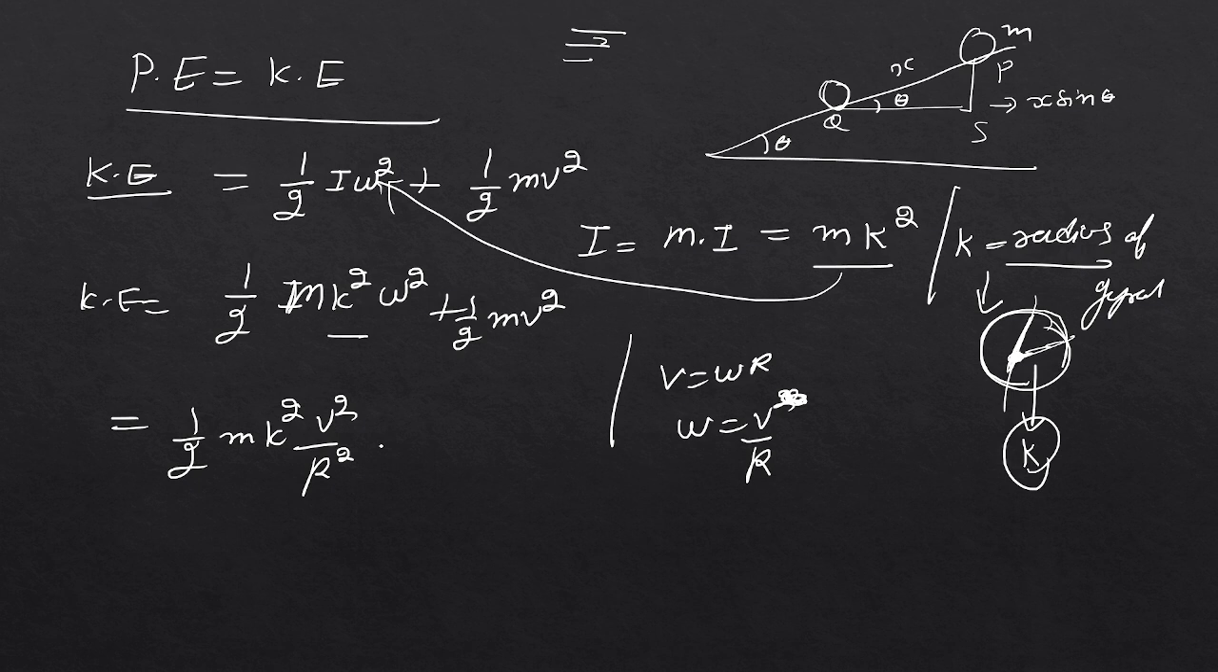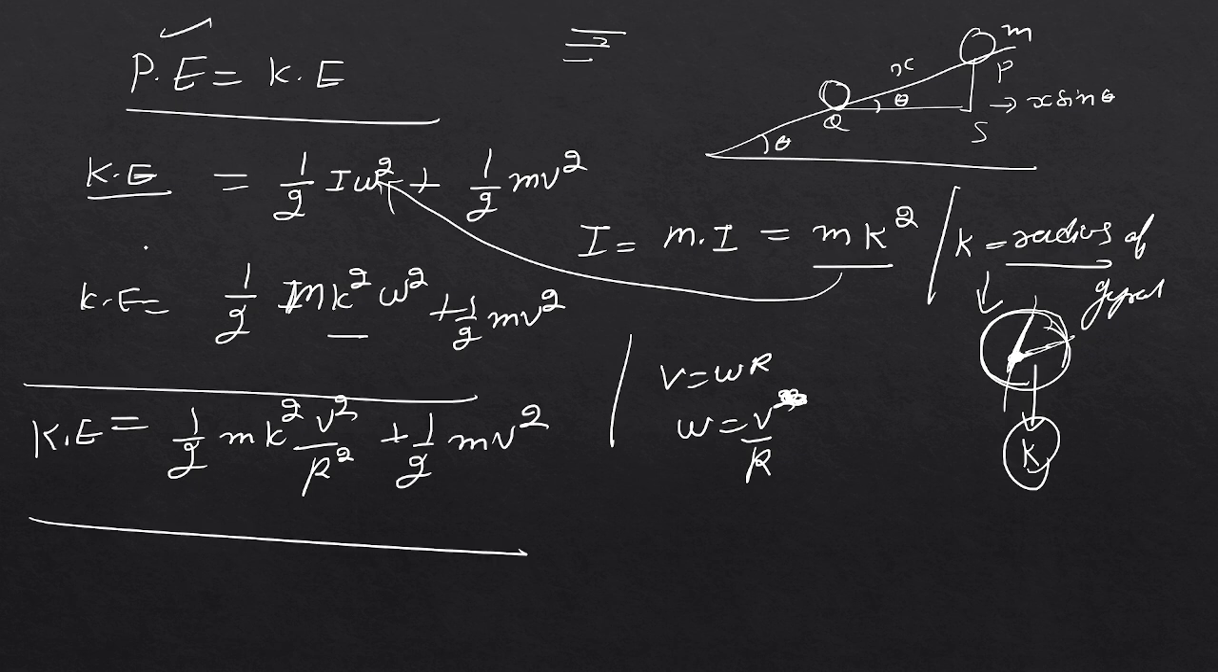Now equate this expression to the potential energy. Potential energy is mgh, we know that. What is this h? H is the height traveled by that body toward the ground, meaning the decrease in height. So what is the decrease in height? That is x sine theta.